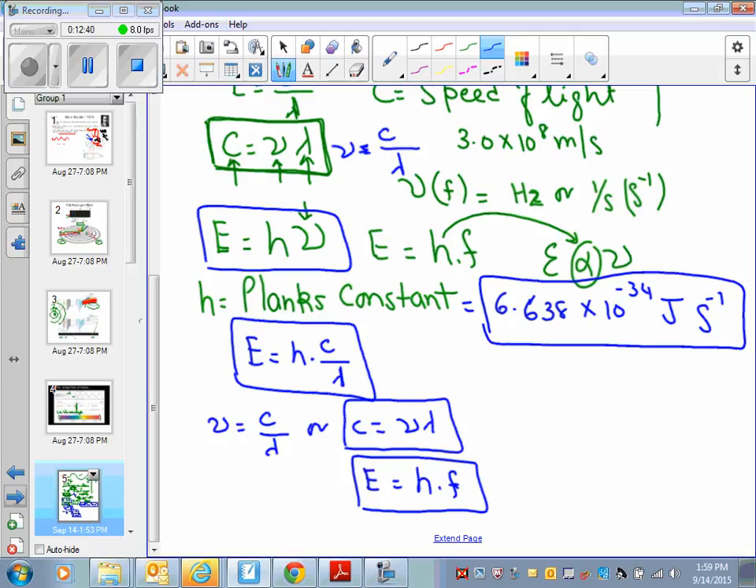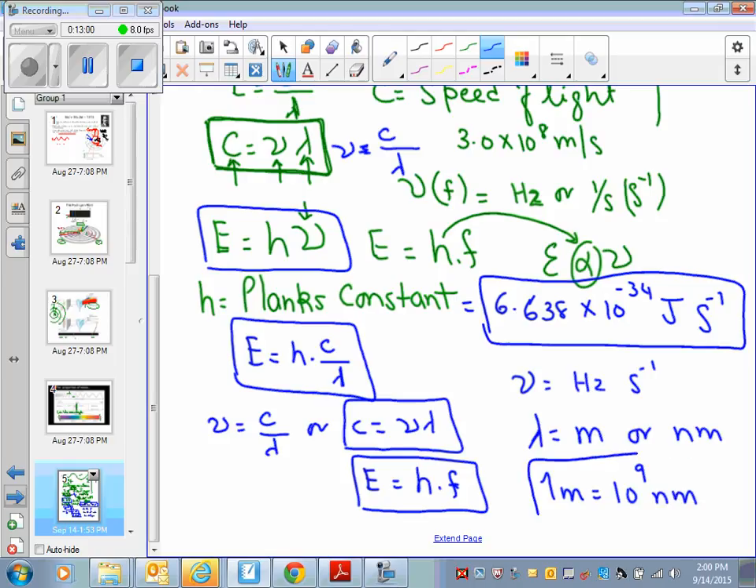Now, I gave you all the values. I told you the unit for the frequency is hertz or per second. Not meter, just per second. And the lambda is to be measured in meters or nanometers. The relationship between meters and nanometers is that 1 meter equals 10 to the power 9 nanometers.